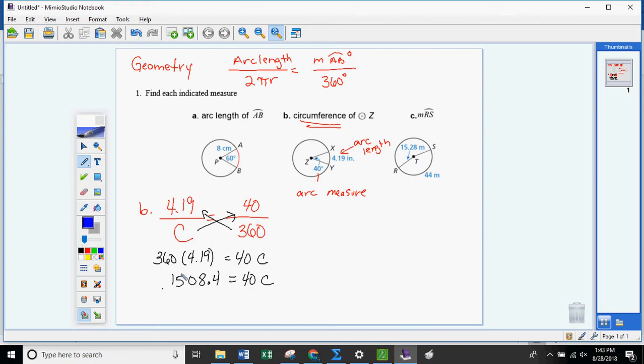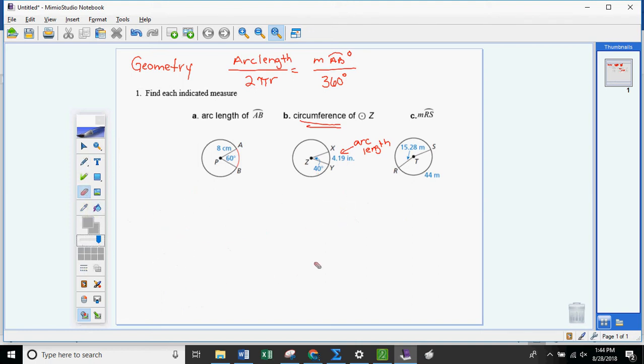Then my next step is to divide that answer by 40, and that will give me an approximation for the circumference. I don't actually have to find the radius. That's what I was trying to do in class, and they're just asking us for the circumference. So the circumference is approximately 37.71 inches. Okay, so that's for letter B. Now I'm going to erase all this because you can pause and go back.